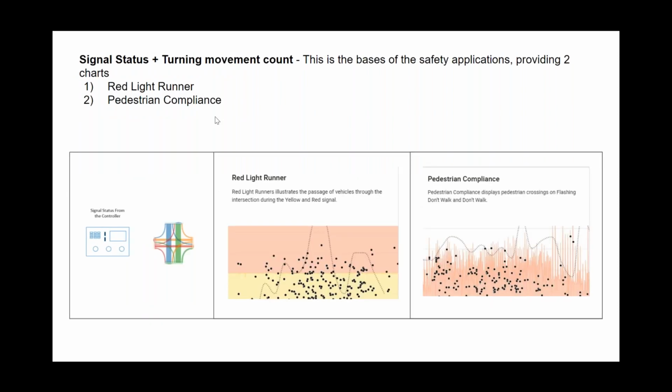So as many of you know, with the MyOvision system, with our Traffic Link and our SmartSense device, it does traffic counts, as well as a couple more handy charts that are in the list there. One of the two big ones here are the red light running and the pedestrian compliance.